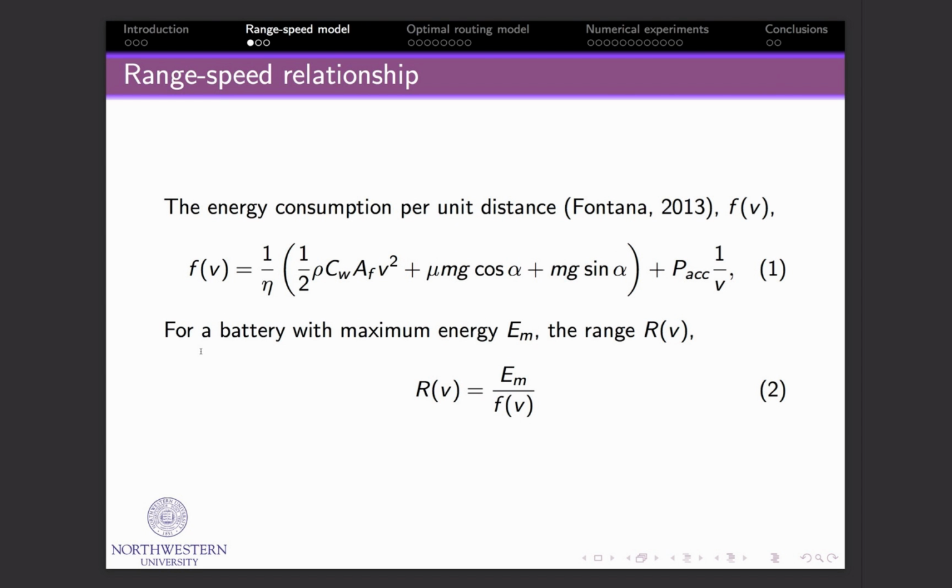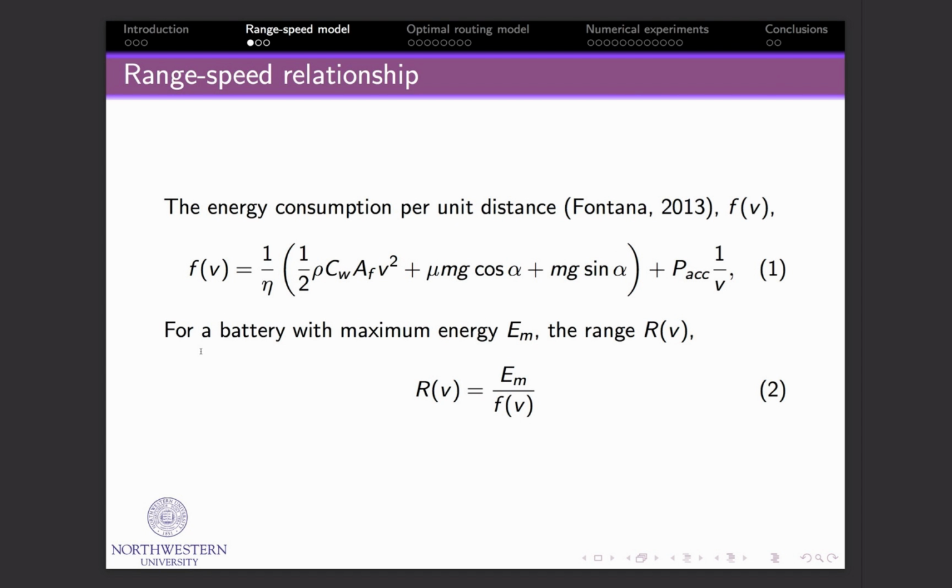We focus on electric vehicles for two reasons. First, electric vehicles are the most representative among the range-limited vehicles. And the second reason is that the energy consumption of electric vehicles is not affected as much by acceleration as conventional gasoline vehicles. Specifically, we model the energy consumption per unit distance for electric vehicles as a function of the prevailing driving speed, as we can see here in equation 1.